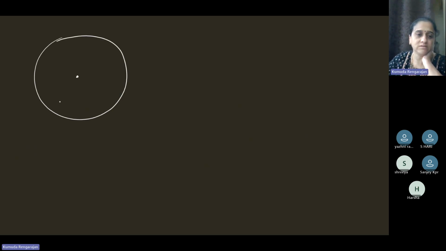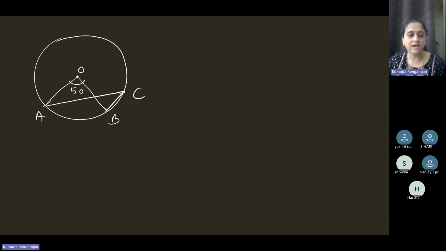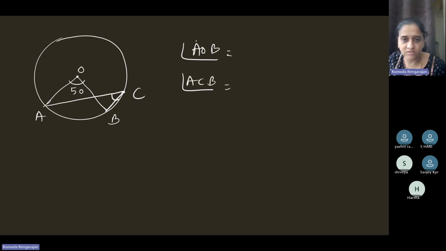Circle, center. If this angle is, say, 50 degrees, same arc. What are the angles you see here? Angle AOB and angle ACB. You can very clearly see that it's made by the same arc AB. Both the angles are made by the same arc AB. One is at the center, one is on the circumference. So if the center is 50 degrees, circumference is 25 degrees.